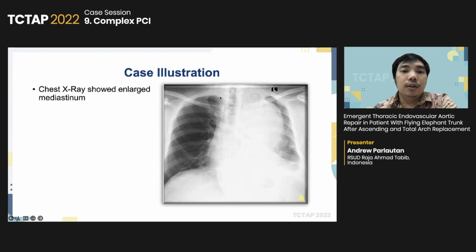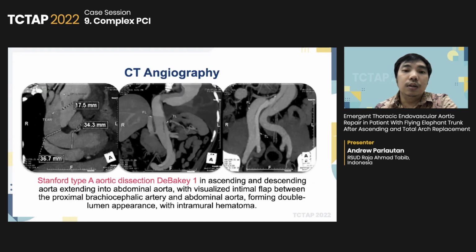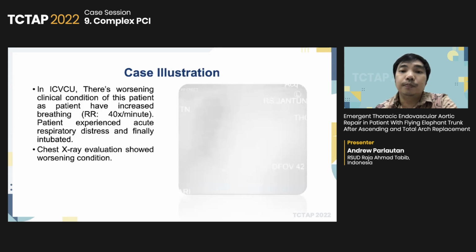We can see here from the chest X-ray that there is an enlarged mediastinum with suspicion of aortic dissection. So at that time we did the CT angiography, and we can see that there is a Stanford type A aortic dissection, the DeBakey I, in the ascending and descending aorta extending into the abdominal aorta, with a visualized intimal flap between the proximal brachiocephalic artery and the abdominal aorta, forming the classical aortic dissection appearance, the double lumen appearance, and also with intramural hematoma.